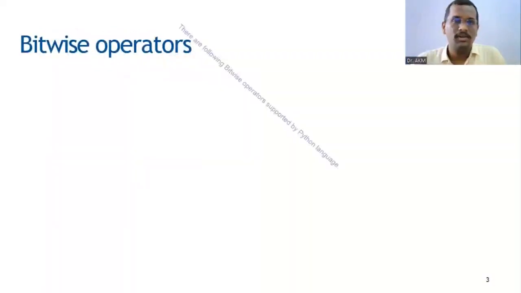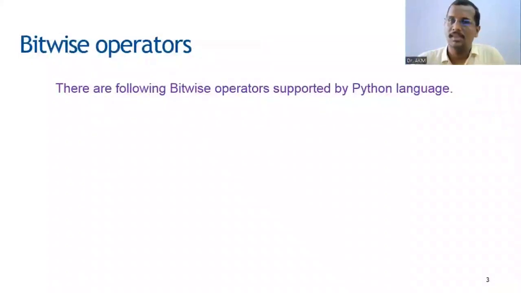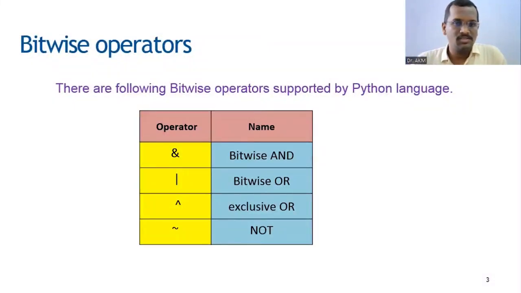So what are the different bitwise operators supported by Python language? These are some of the bitwise operators supported by Python language. First, bitwise AND operator. This single ampersand symbol is called bitwise AND and this is bitwise OR. This cap symbol is called exclusive OR, and this symbol is called NOT symbol. So bitwise AND, bitwise OR, exclusive OR, and NOT symbol.